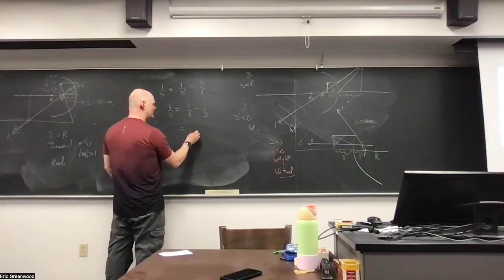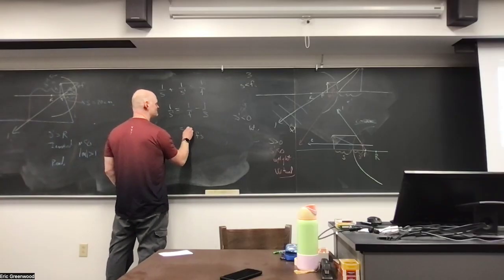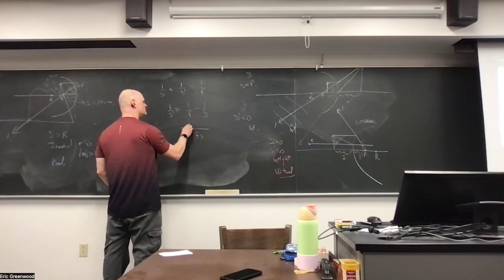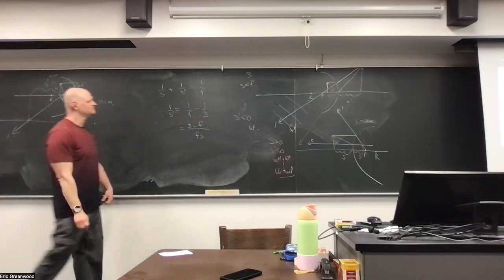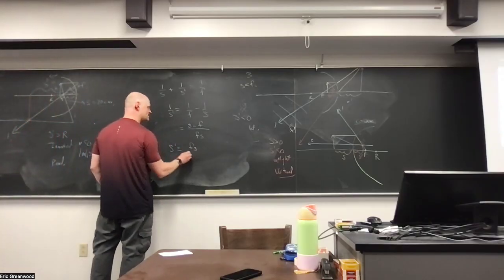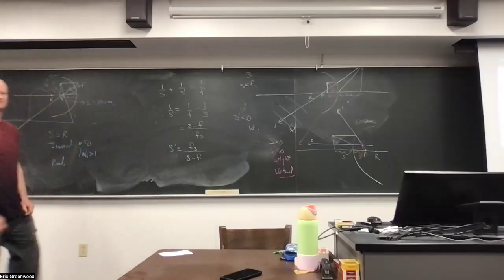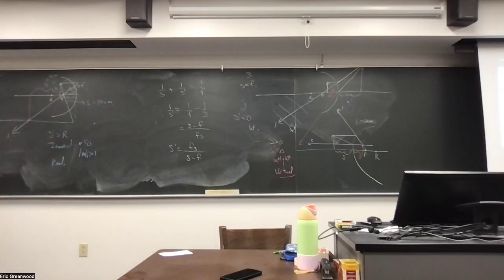Let's find a common denominator because I like algebra. So it's going to be f times s on the denominator, and then my numerator is going to become s minus f. Invert that, so S prime is going to be equal to the focal length times the object distance divided by the object distance minus the focal length. Now, again, do you have to do that? Of course not. I just like algebra. You guys know that about me by now.